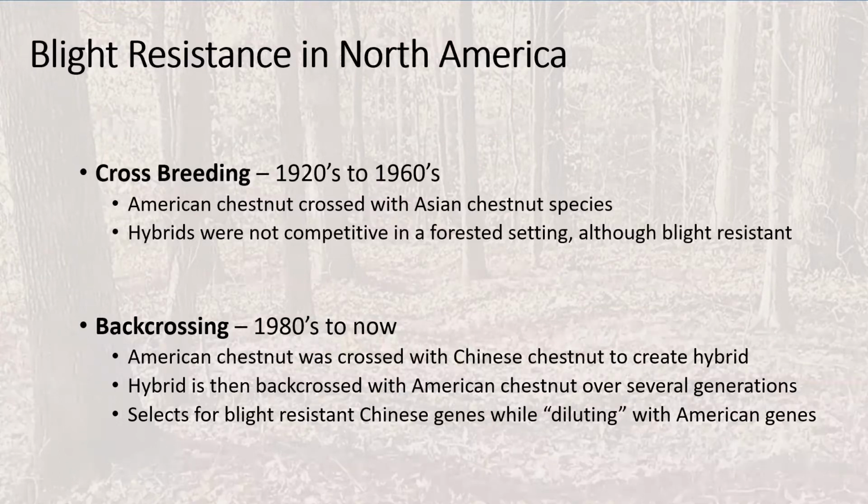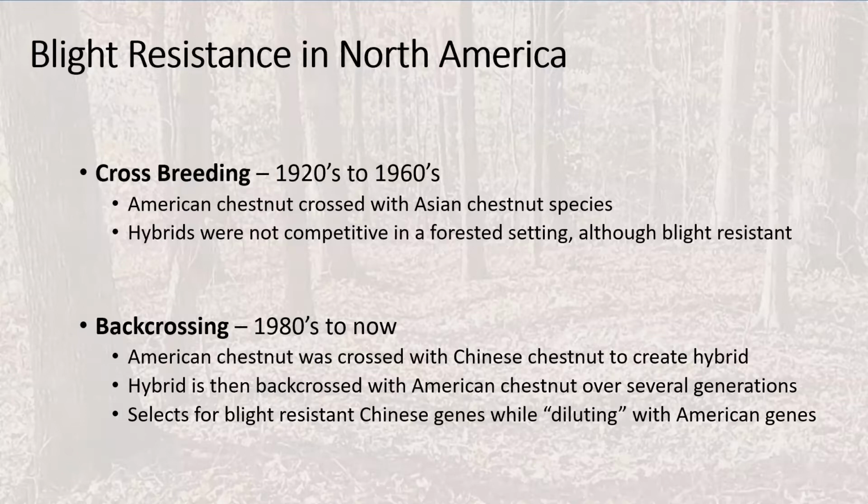So we took those Asian resistant species and crossbred them with the American chestnut to try and get some of that blight resistance. And although we did get pretty good blight resistance in those crossbred species, they just weren't competitive in a forest setting. One of the goals of trying to restore chestnut is to restore it ecologically, so it could be restored across its range, it could compete in nature, it could provide that valuable asset to the ecosystem that it was before, but we found those hybrids really weren't competitive in a forested setting.